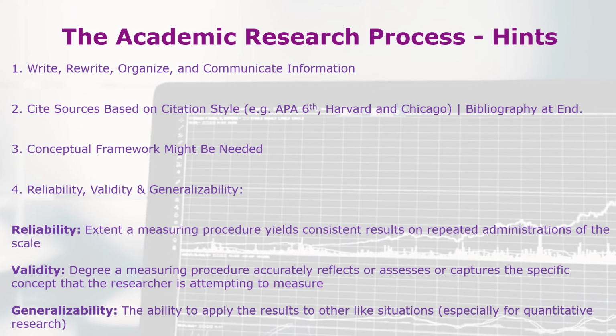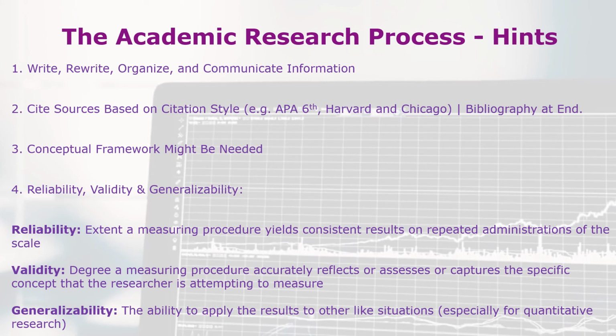Okay, now as we close, just to say a couple of things, just some hints about the academic research process. First of all, you want to write, rewrite, organize, and communicate information. So when you write stuff down the first time, go back, read it. Can I write it better? Rewrite it, okay? You might want to organize when you've written the whole thing. How can I organize this academic research work? What's the structure? Does it read properly? Organize the work properly, and make sure you communicate information in a very concise, effective, efficient manner.